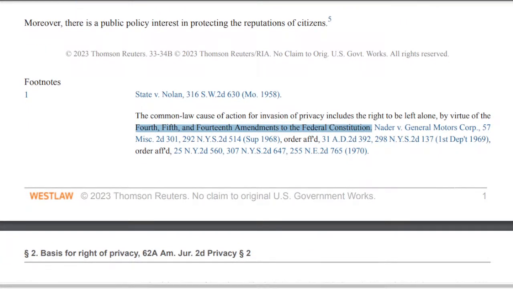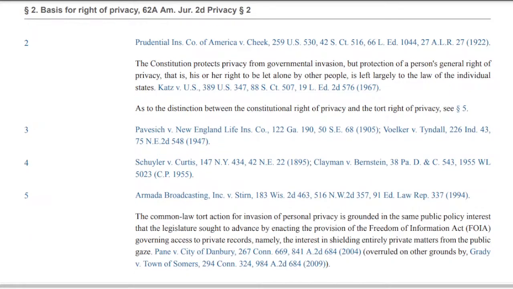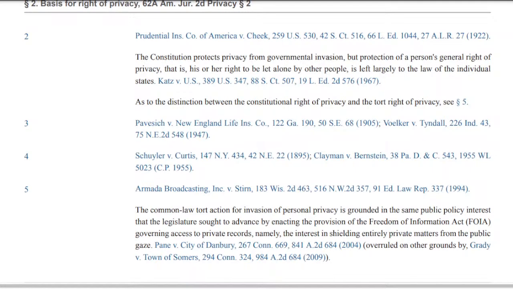Okay, so we're going to continue here on these footnotes. The Constitution protects privacy from governmental invasion, but protection of a person's general right of privacy, that is, his or her right to be let alone by other people, is left largely to the law of the individual states.